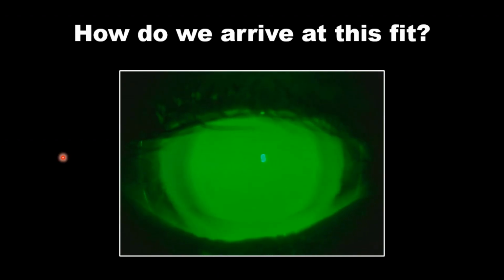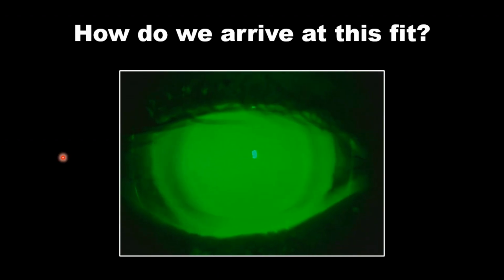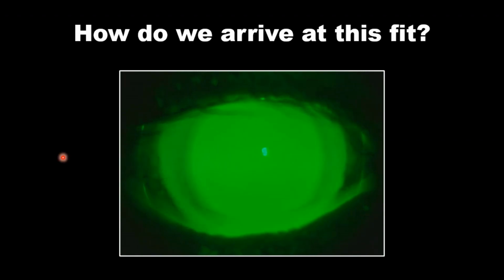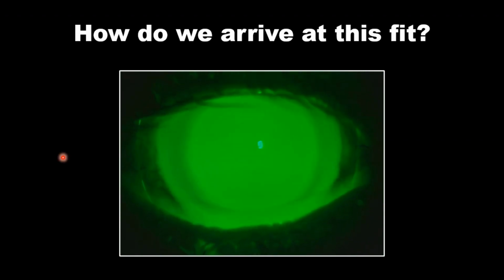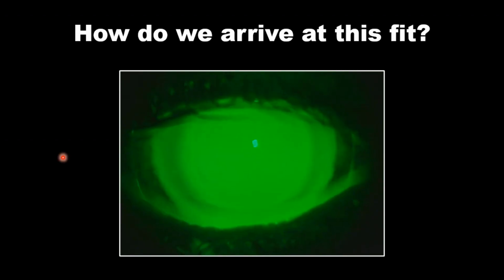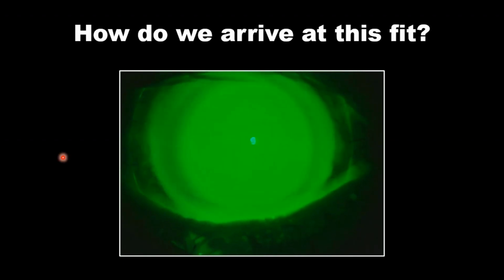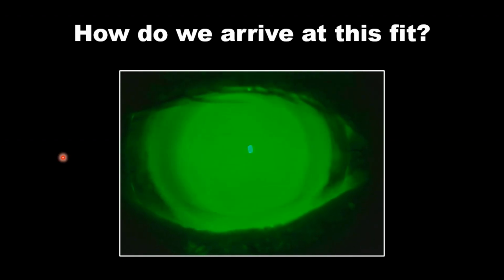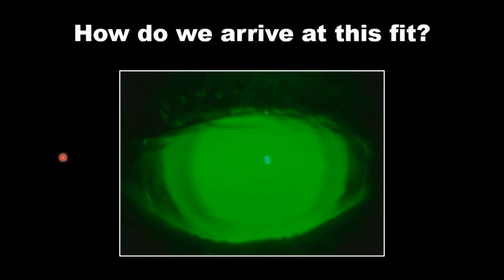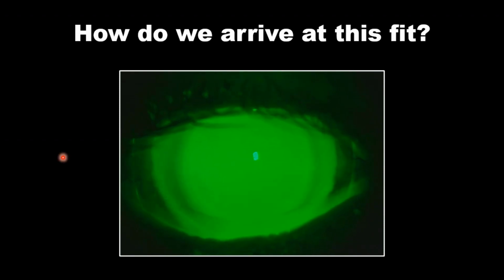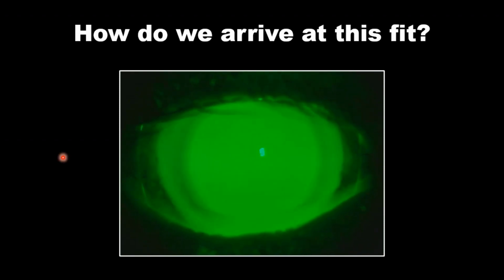Here's a really awesome fit. And how did we get here? How did we end up landing with a lens that clears the central cornea, clears the peripheral cornea, clears the limbus, lands down safely and comfortably on the conj, and moves very little, creating exceptional comfort? What did we do right here? And how is it possible to achieve this on all the eyes that we might fit?